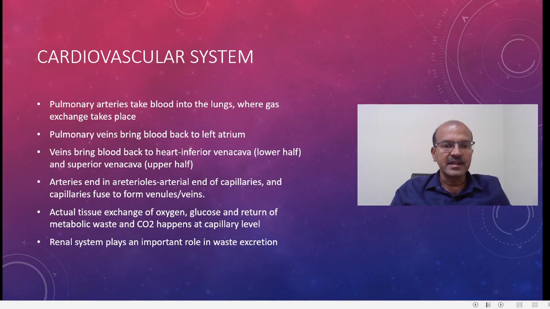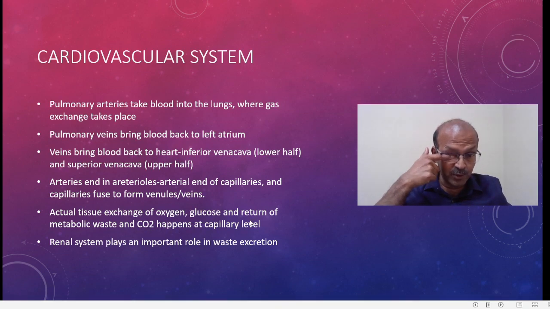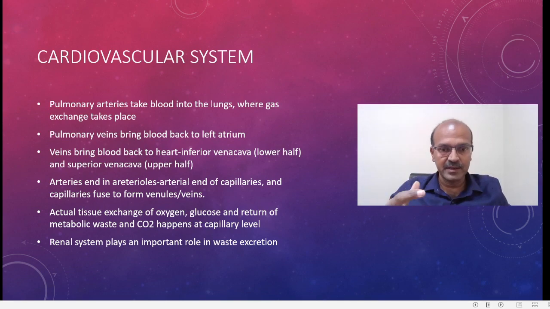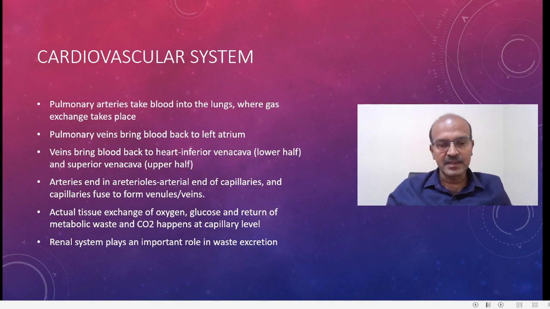The arteries end in arterioles, and we have the arterial end of the capillaries where the driving pressure pushes the blood through. There are the actual capillaries, and then the venous end of the capillaries join together to form the venules, which in turn become the veins. The actual tissue exchange of oxygen, glucose, and the return of metabolic waste and carbon dioxide happens at the capillary level. And as I explained in the earlier video on the blood and the lymphatics, some of the interstitial fluid that stays back at the capillary level gets returned to the venous system through the lymphatics.